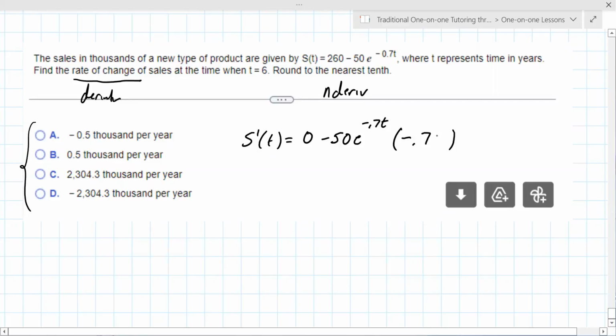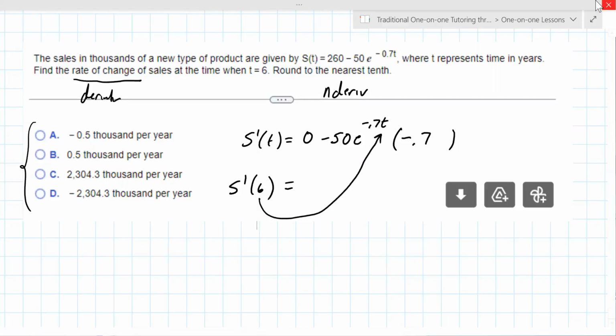Okay, now you don't even have to multiply this because you're evaluating at 6. You have to go to your calculator and plug 6 in for t and see what the number is. Hopefully it matches one of the answers there.